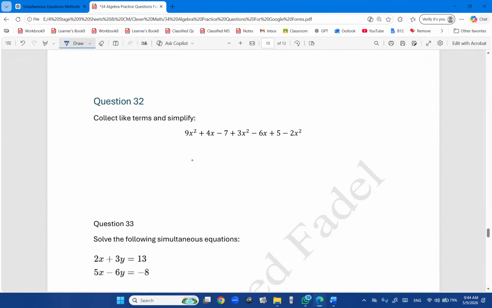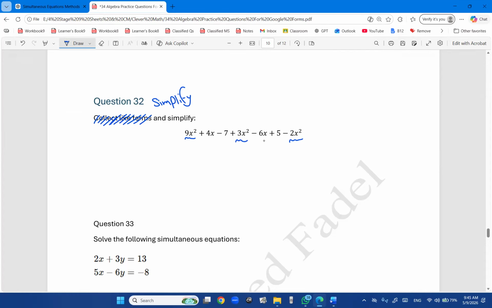Now we need to collect like terms. So here, this is x squared, with this the x squared and this the x squared. Well, they're not going to come and say to you collect like terms, to be honest with you. They will not say that. All they will say is just simplify only. How can I simplify that? Just to collect like terms.